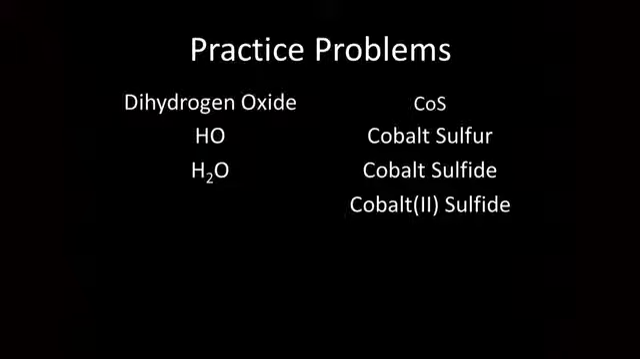Now cobalt and sulfur, writing out cobalt and sulfur. Change the ending to "ide," so cobalt sulfide. Since sulfur always has a -2 charge, cobalt must have a +2 charge. So it's cobalt(II) sulfide.